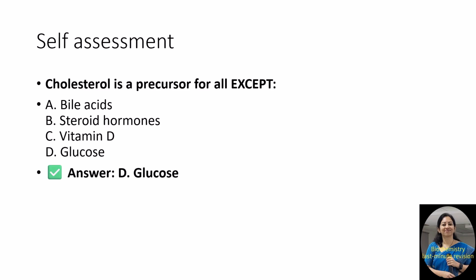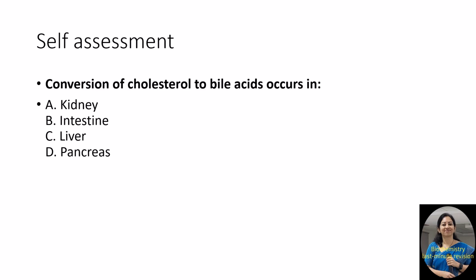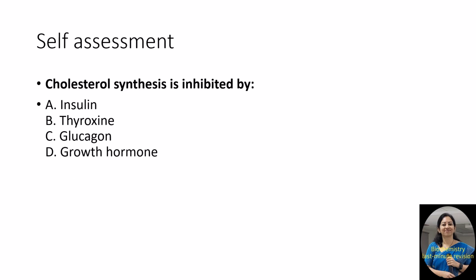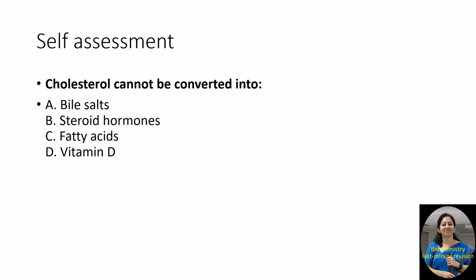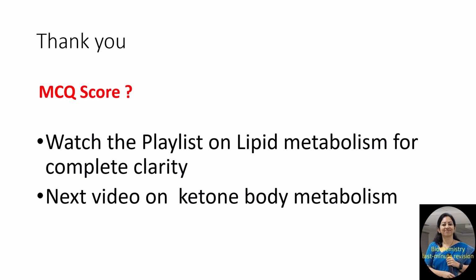Cholesterol is a precursor of all except glucose. So it is a precursor of bile acids, steroid hormones like glucocorticoids, mineralocorticoids, estrogen, progesterone, testosterone, and vitamin D. Cholesterol synthesis is inhibited by glucagon, whereas insulin is an anabolic hormone, so it stimulates cholesterol synthesis. So also thyroxine and growth hormone, except glucagon, which inhibits it. Cholesterol cannot be converted to fatty acids, so it can be converted to bile salts and steroid hormones, but not fatty acids.